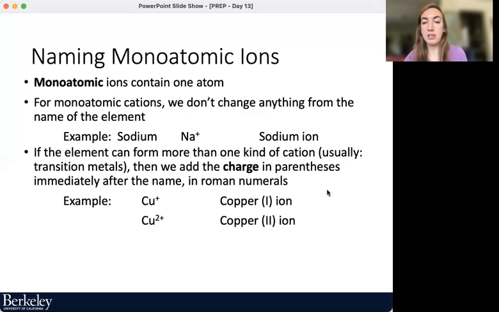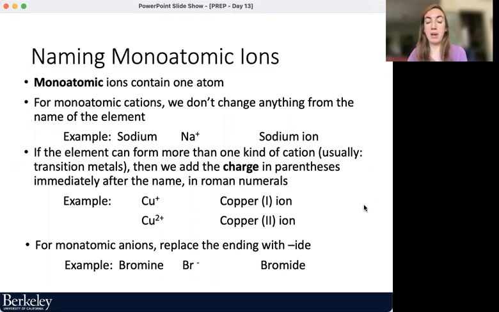So the reason that we're doing that is for sodium, we didn't need to specify the charge because sodium is in one of those columns where we always know what the charge is going to be. So by saying it's a sodium ion, you know that it must be +1. But for copper, we don't know without more information, so we have to put the charge.